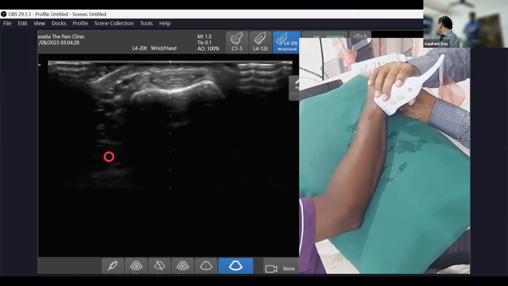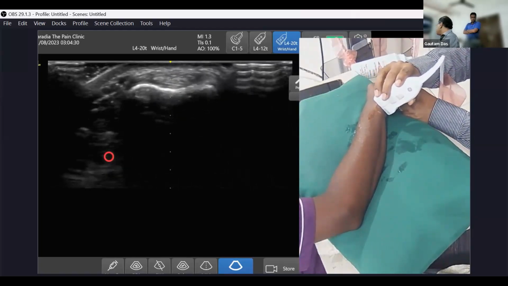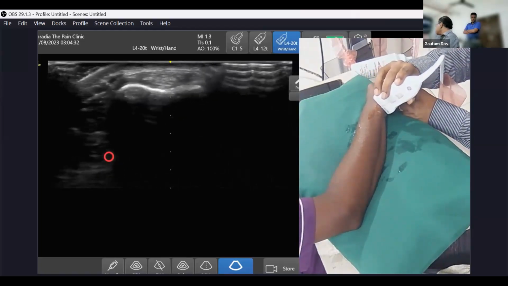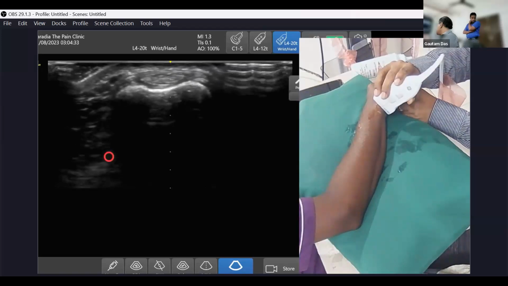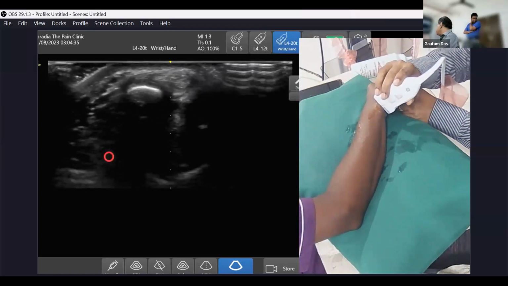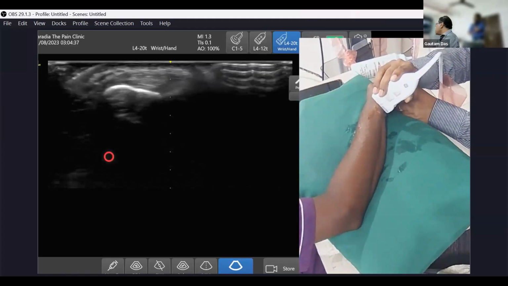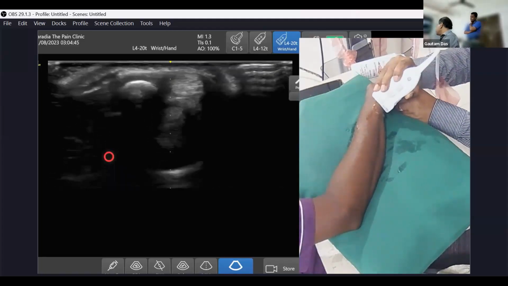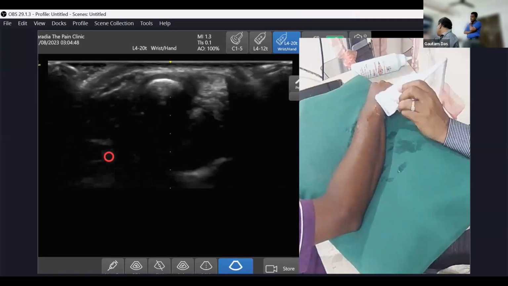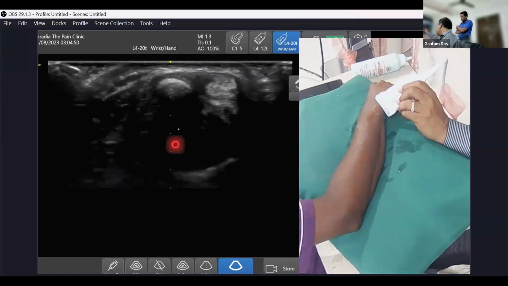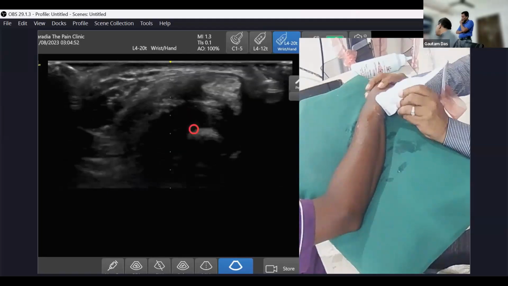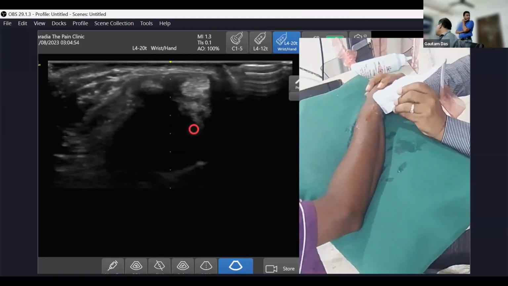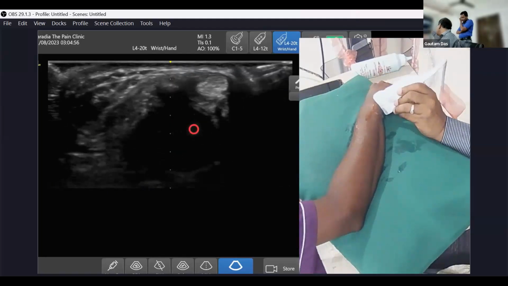So now this is the ulnar styloid process. Now I'm just sliding my probe, and the ulnar styloid process has vanished. At this position, I am making it visible. So this is your articular disc. This is the tendon, and this is your articular disc.